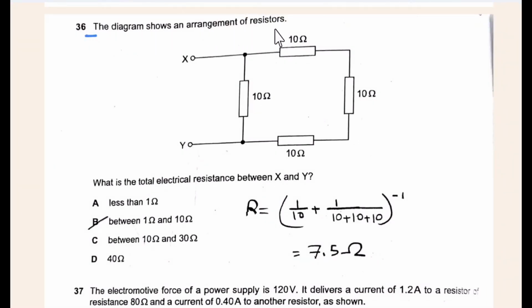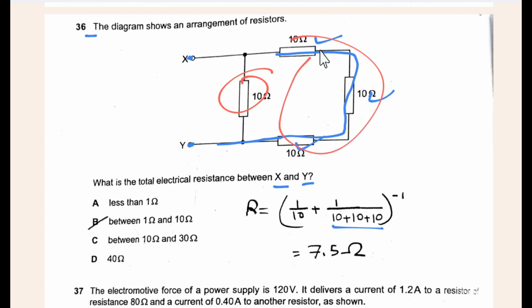6. The diagram shows the arrangement of resistors. What is the total electrical resistance between X and Y? We can see that these three components are arranged in series, but this component and this component are arranged in parallel. First of all, the resistance for the series is 10 plus 10 plus 10, that is 30, and since this resistor and this total resistor are arranged in parallel, for a parallel circuit the resistance would be R equal to the inverse of 1 by R1 plus 1 by R2. So this is the resistance, and it is between 1 to 10 ohm. So the answer is B.